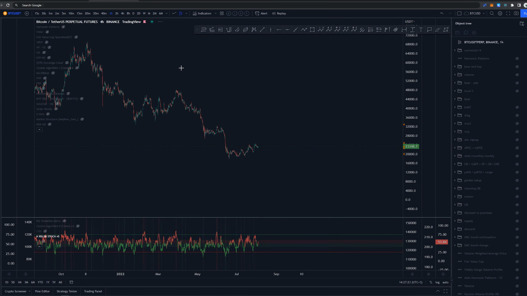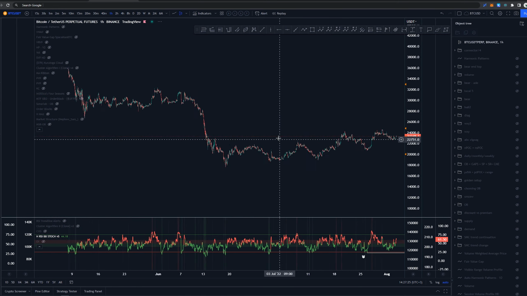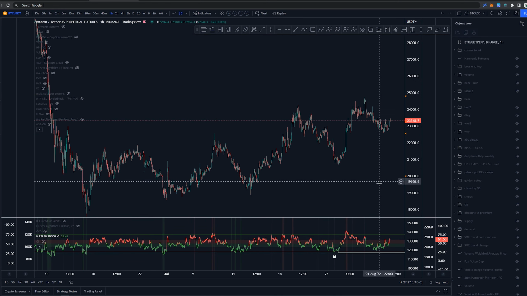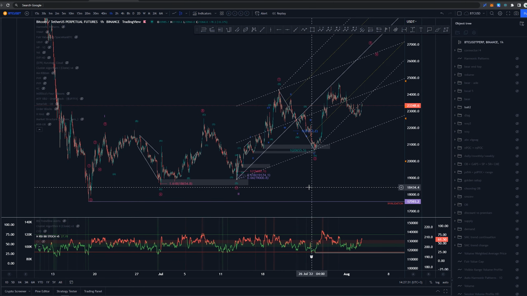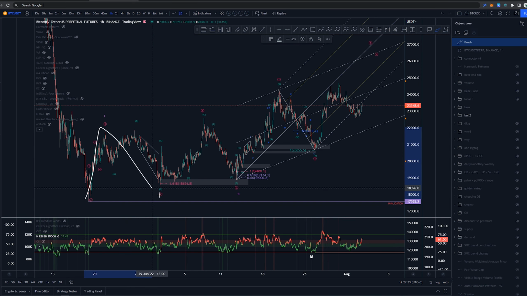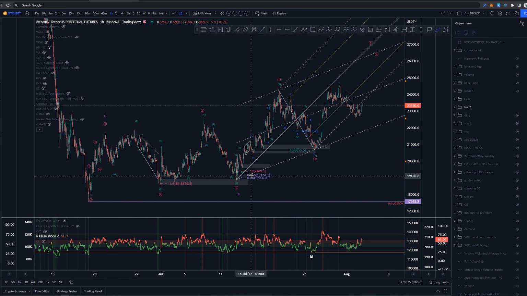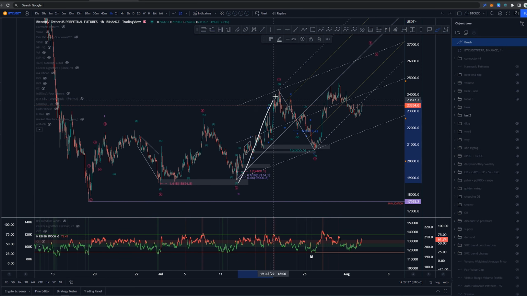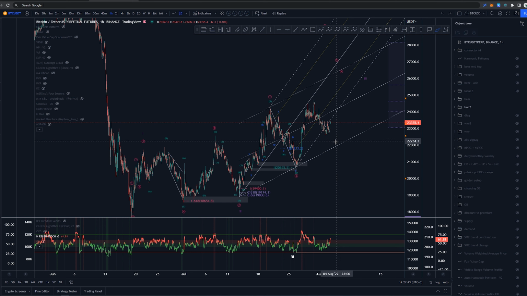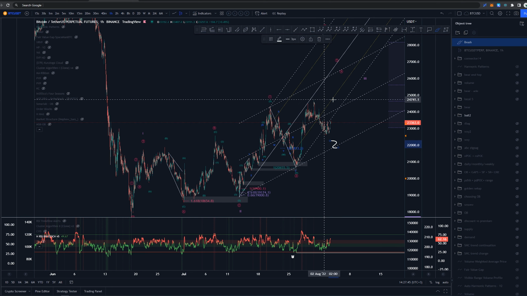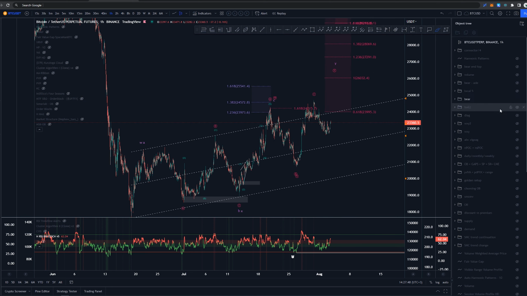Let's take a look at the local structures here. Currently we have a few different counts. The bullish count is something like this, where we have a 1, 3 pullback into wave 2, around the golden pocket area, then again another 1, 2, golden pocket, and then possibly another 1, 2 and higher. Whether wave 2 here is done or not, we'll look into that as well.